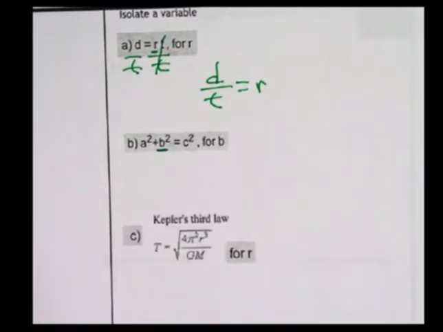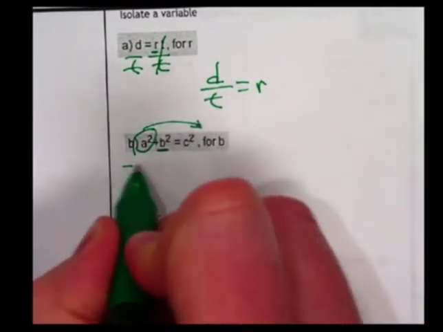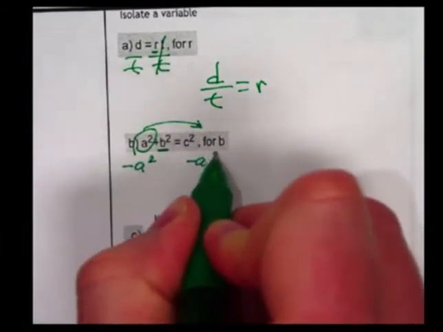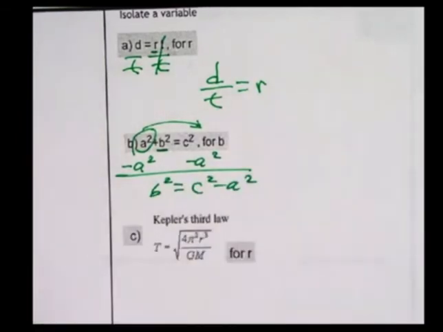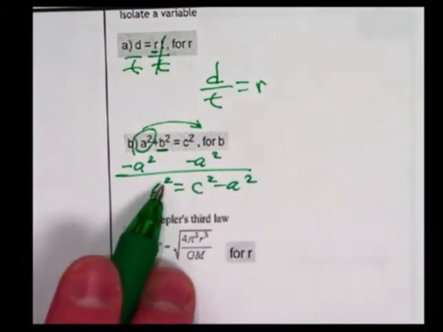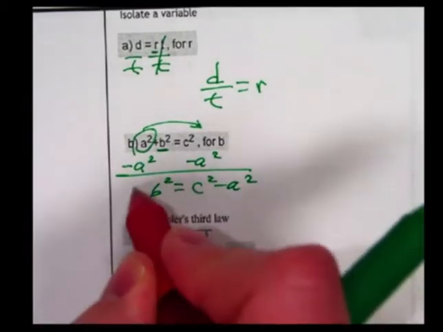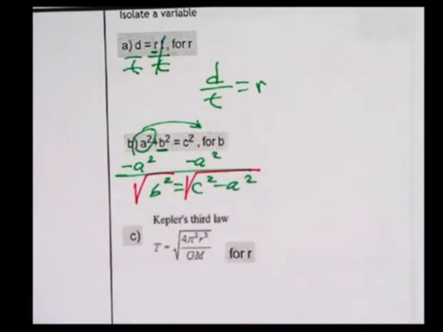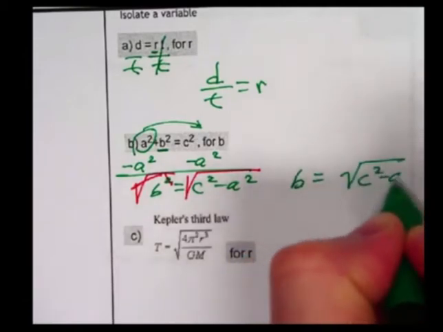Okay. This one is a little bit more challenging because the b squared is sitting right there, and I want to solve for that b. So if I took this a squared, I need to send it over. I do that by subtracting a squared on both sides. Then b squared equals c squared minus a squared. And now that's what b squared equals. So to get rid of the squared, I need to take the square root of both sides. Square root of this side, square root of that side. Square root and squareds cancel, and I end up with b equals the square root of c squared minus a squared.